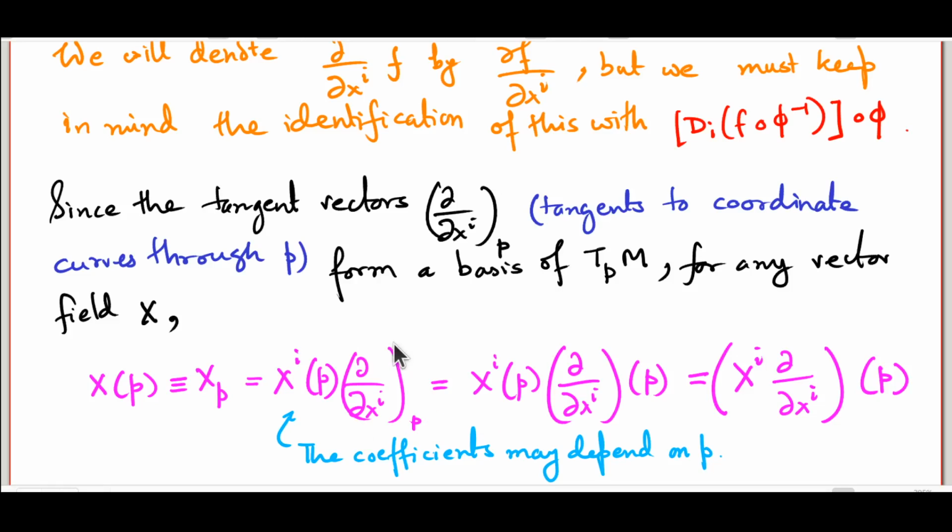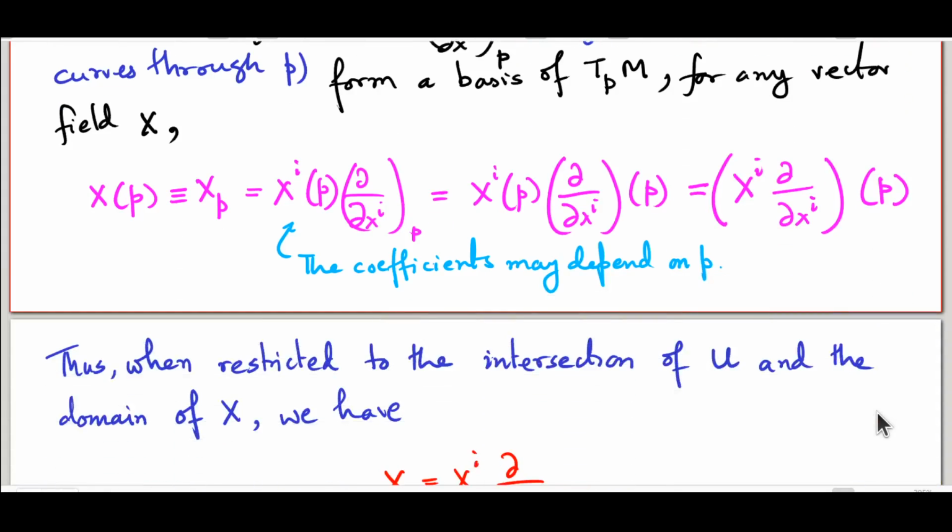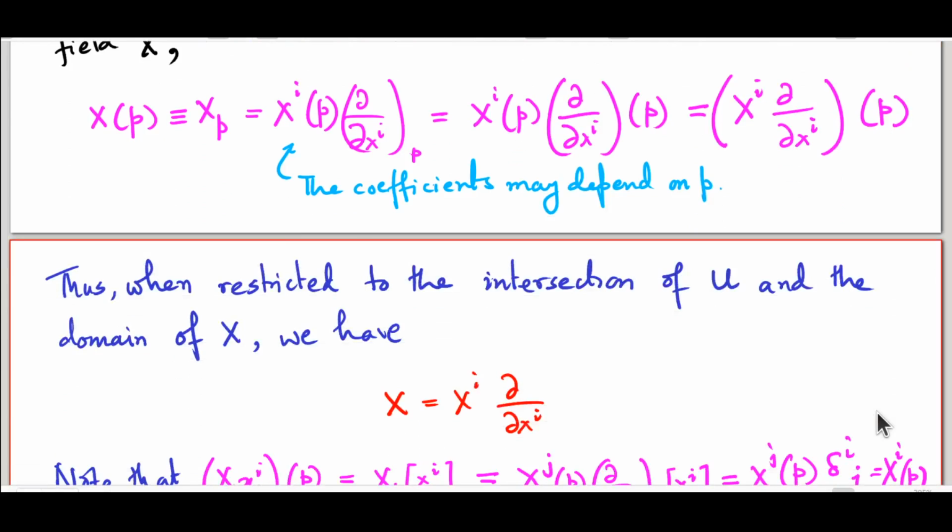So now notice that del del xi at P is nothing but the value of the vector field del del xi at P. And so this is the product of a function Xi and the vector field del del xi according to our definition of a product of a function and a vector field evaluated at the point P. And since this works for all points P in the domain, we should be able to write X is equal to Xi del del xi, at least within the intersection of the domain of the chart U and the domain of X.